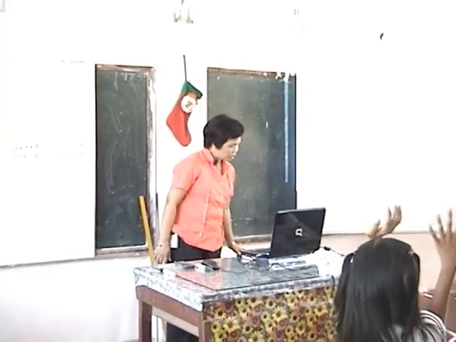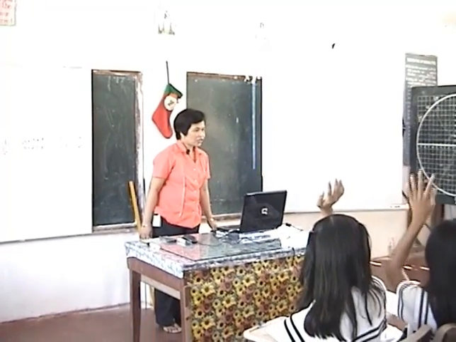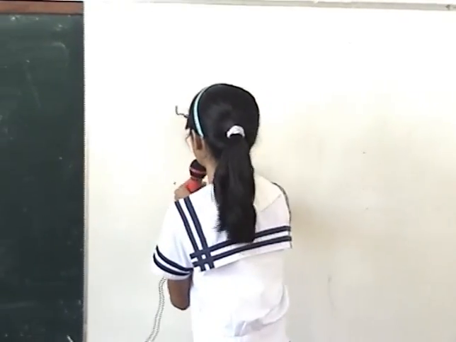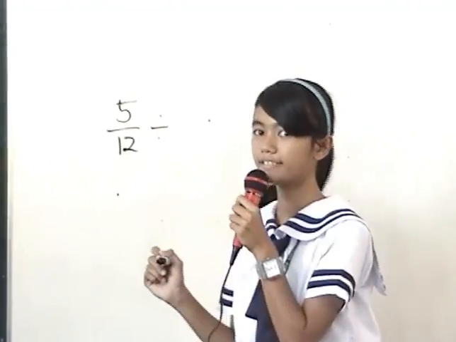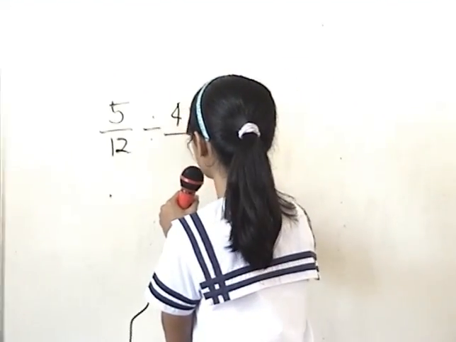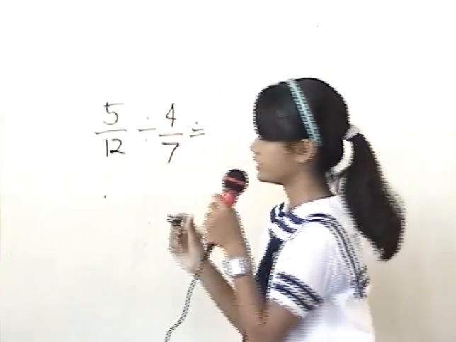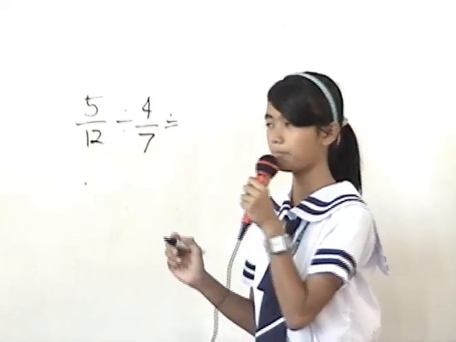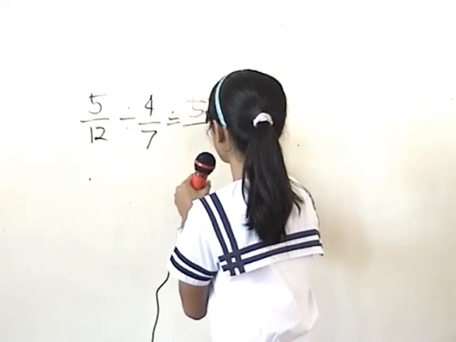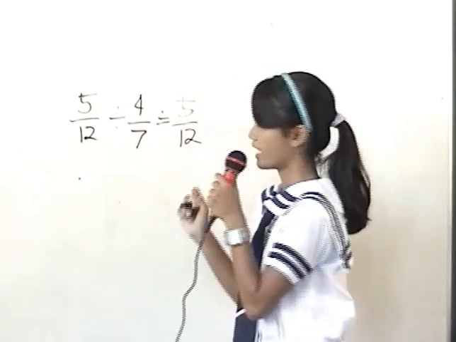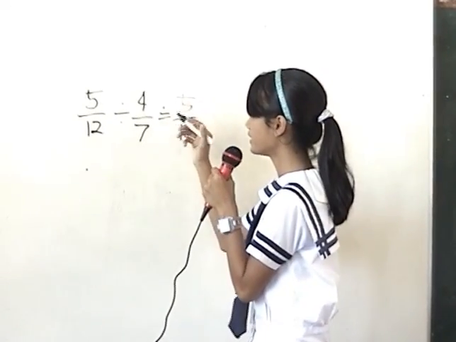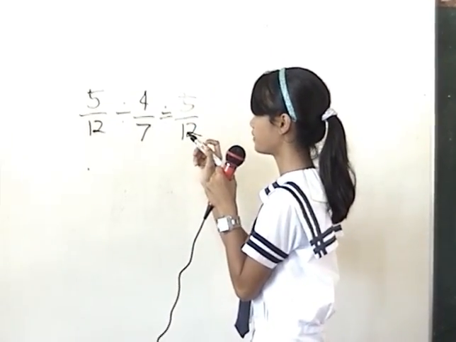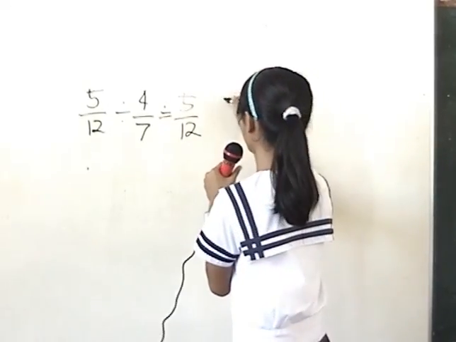For the first problem, Trisha Ann. To get the quotient of 5/12 and 4/7, just copy 5/12 and get the reciprocal of the divisor. The divisor is 4/7, so the reciprocal of 4/7 is 7/4.